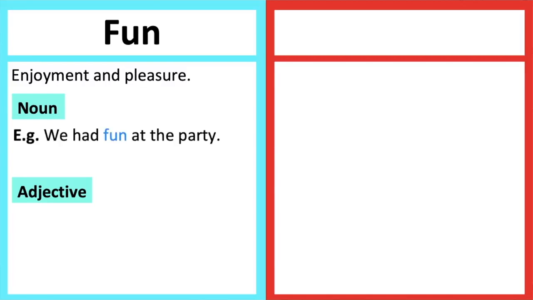For example, we had fun at the party. Here, I'm saying that we had an enjoyable time at the party. It was a fun party. Here, I'm describing the party as being fun.